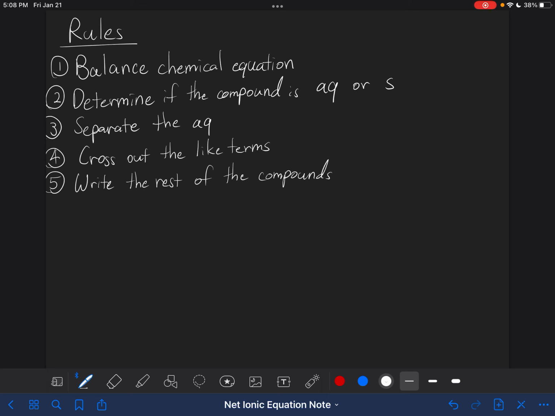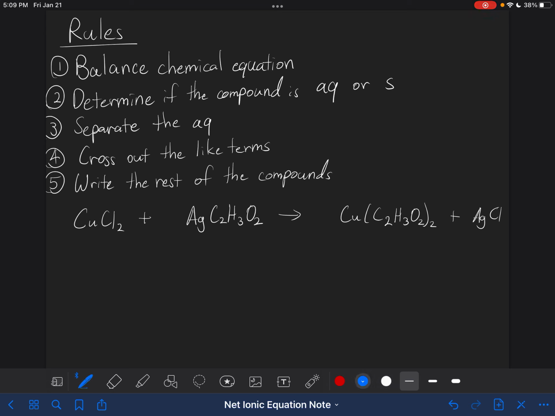All right, so let's go on to one of the problems and see what we can do about it. So first question is CuCl2 plus AgC2H3O2 and CuC2H3O2 plus AgCl. Okay. So first thing first, we need to see if this is going to be balanced.